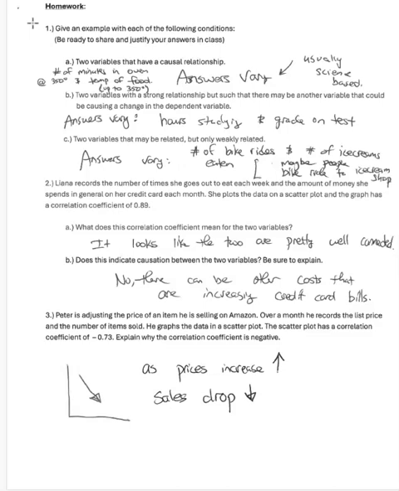Now, answers will vary, and usually whatever you give me should be based on science, because you are not going to be doing a randomized study to prove that something is causing something else. Two variables that have a strong relationship, but such that there may be another variable that could be causing a change. So hours studying and grades on the test.